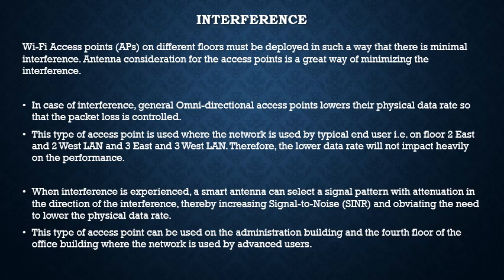When interference is experienced, a smart antenna can select a single pattern with attenuation in the direction of the interference, thereby increasing the signal-to-noise ratio and obviating the need to lower the physical data rate. This type of access point can be used in the administration building and the fourth floor of the office building where the network is used by advanced users.